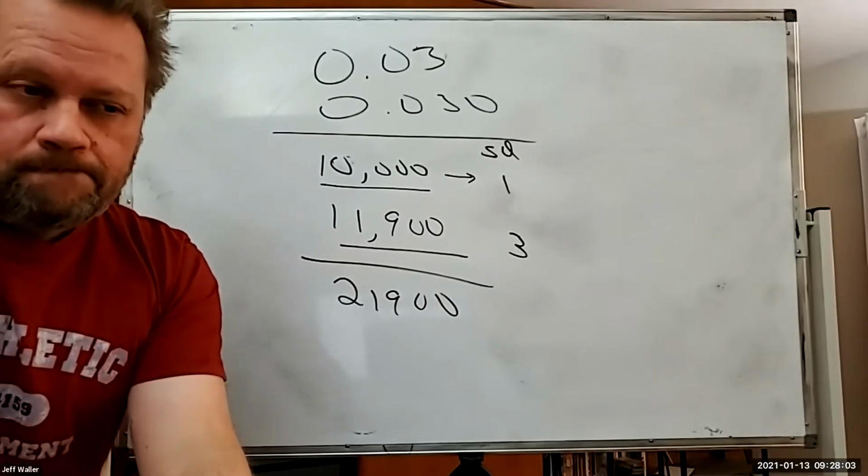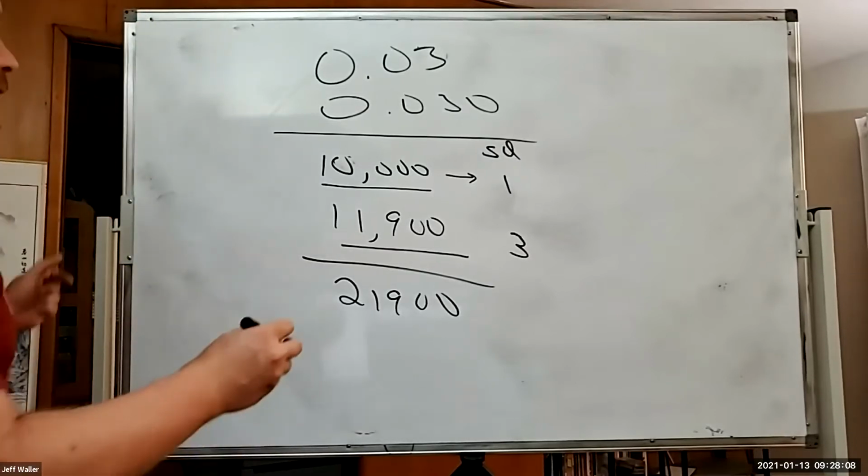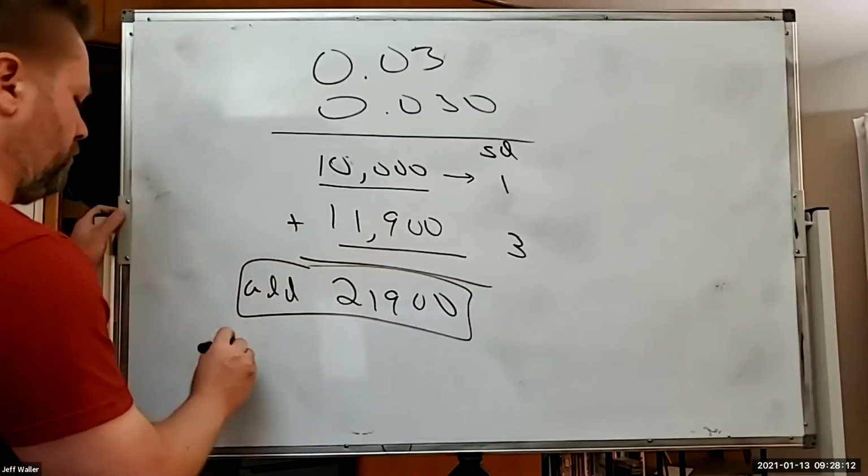Excuse me, can you repeat that again? When you multiply, the answer has to have the least sig digs. Yes. So if I add, what do you get when you multiply those two?